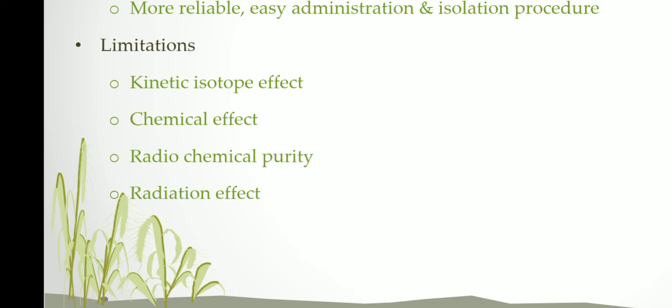Second one is chemical effect. Chemical effect means any extraneous material, that is any foreign material present in the isotope, may cause the enzyme to function in an abnormal manner. Usually one pathway will be followed by each enzyme. If the isotopes contain any extraneous or foreign materials, that will affect the enzymatic activity. That means the enzymes will be functioning in a different manner. That is chemical effect.